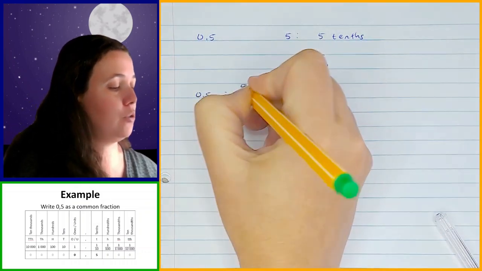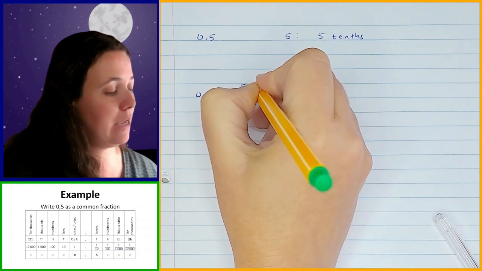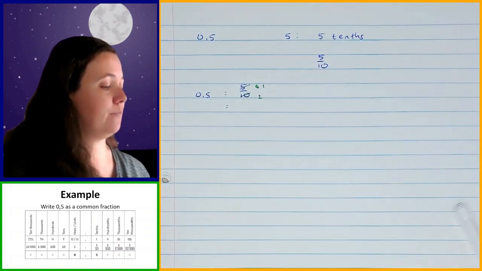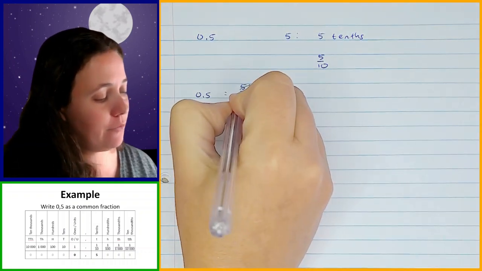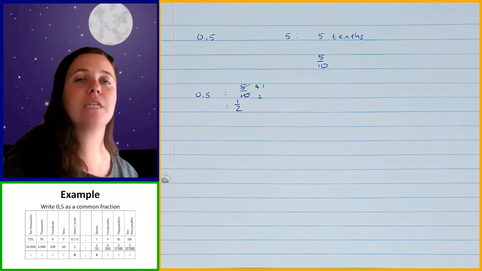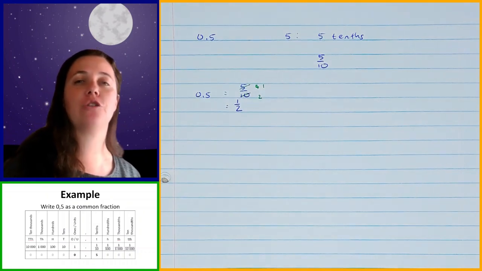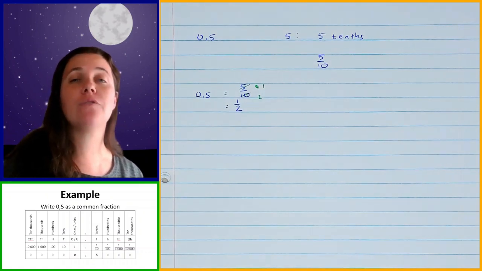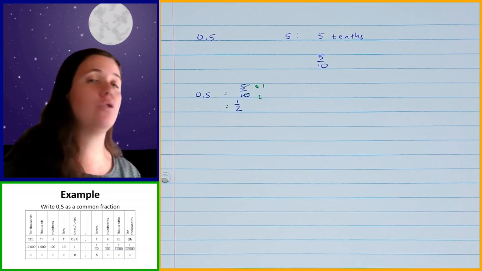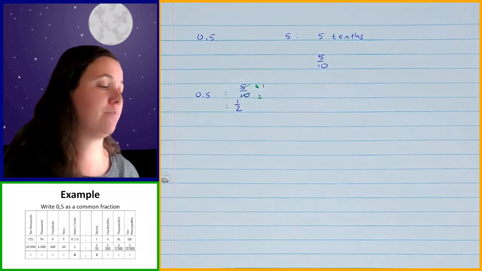If I divide the numerator and the denominator both by 5, I get 1 over 2, and that gives me a half. So 0.5 is actually the same as a half. That is how you convert your decimal fraction into a common fraction. You look at where each of the digits is in your decimal fraction, what its value is based on its position, and then use that to turn it into a common fraction.